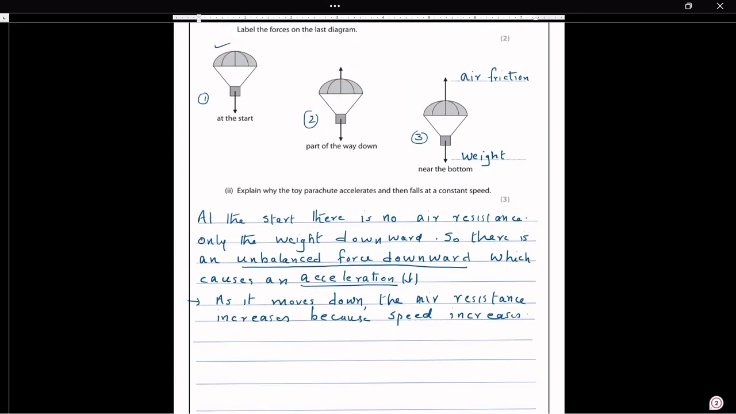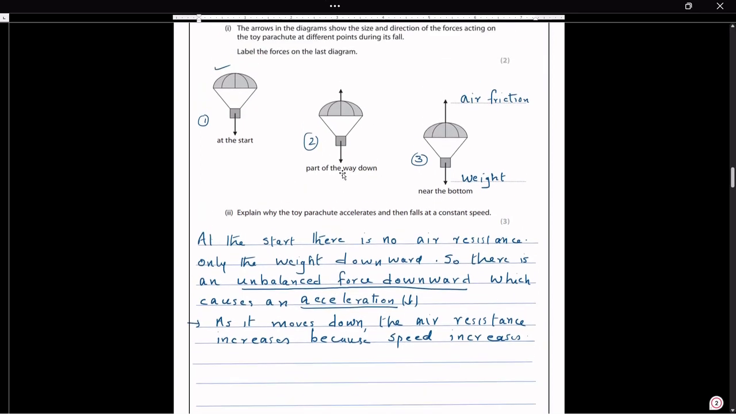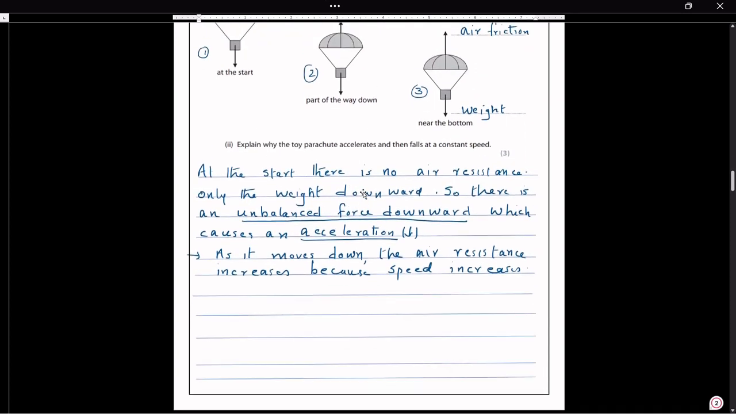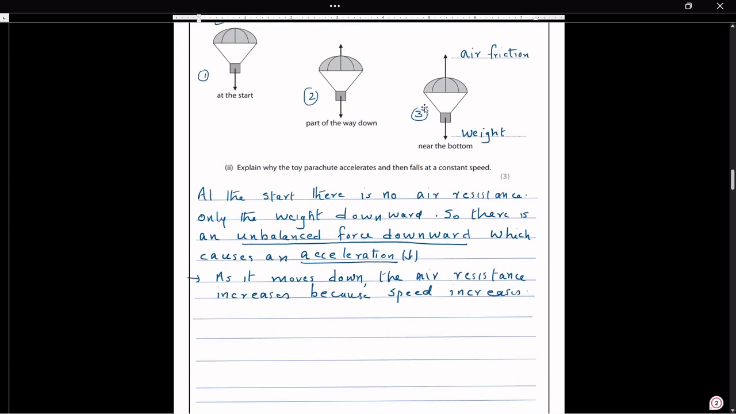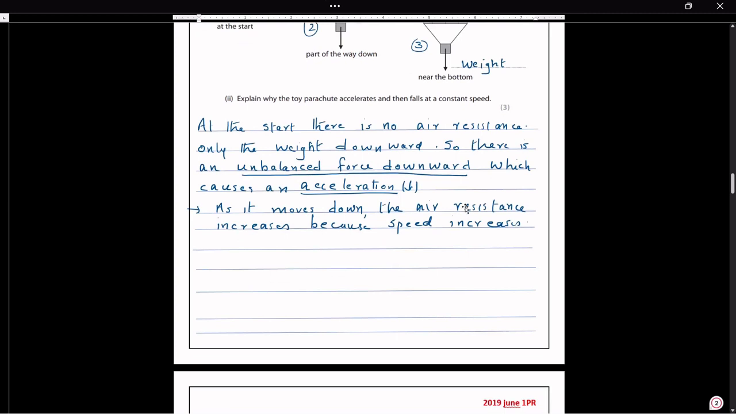See the second part they are showing, there is an upward air resistance. So as it is falling down, the speed is increasing. As a result, the air friction also increases. And finally, at some stage, look at the third picture, the air resistance becomes equal to the weight. That means these two become balanced.